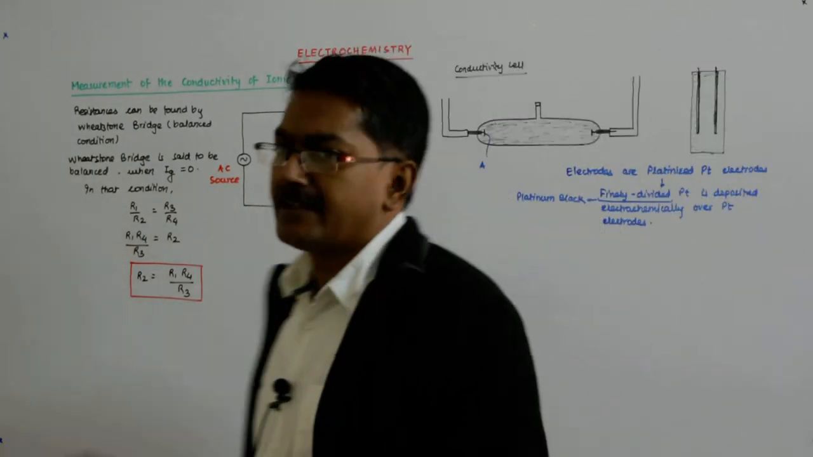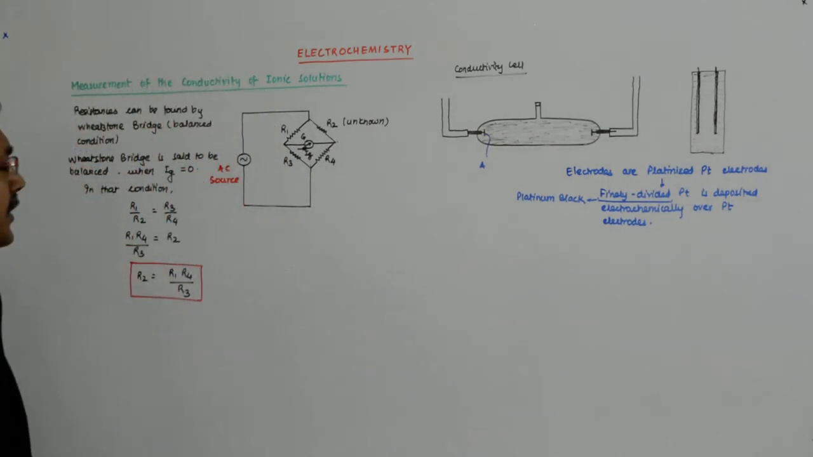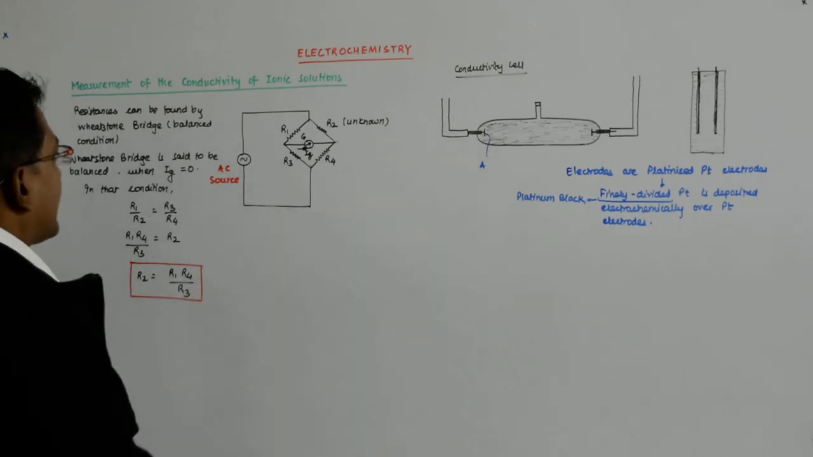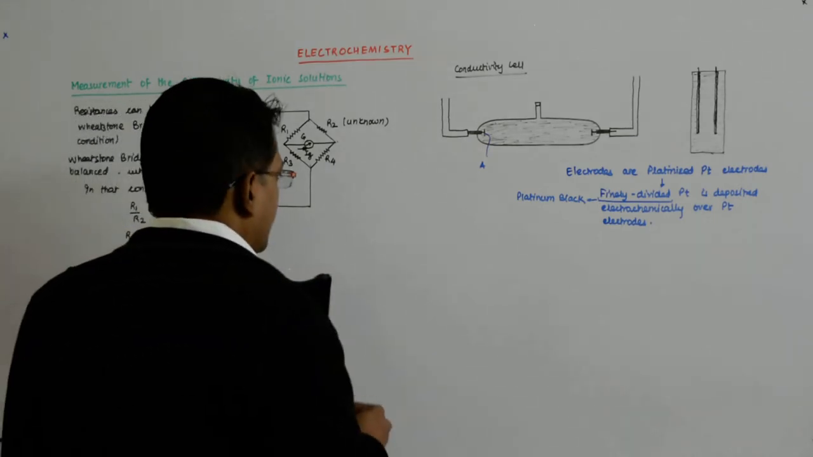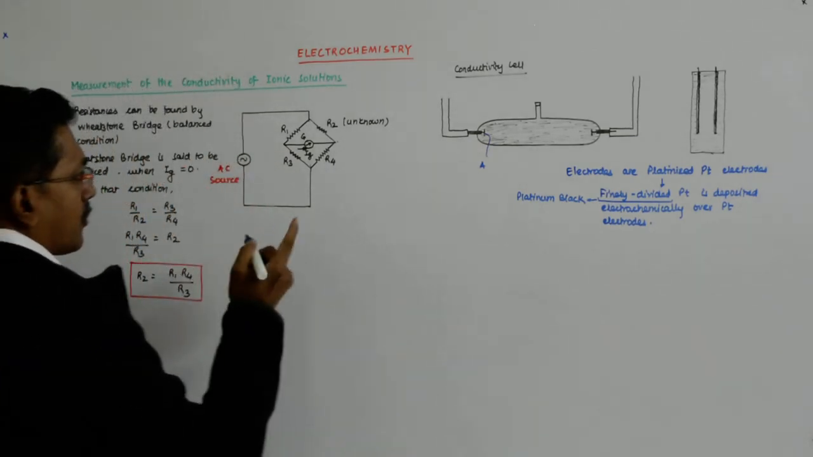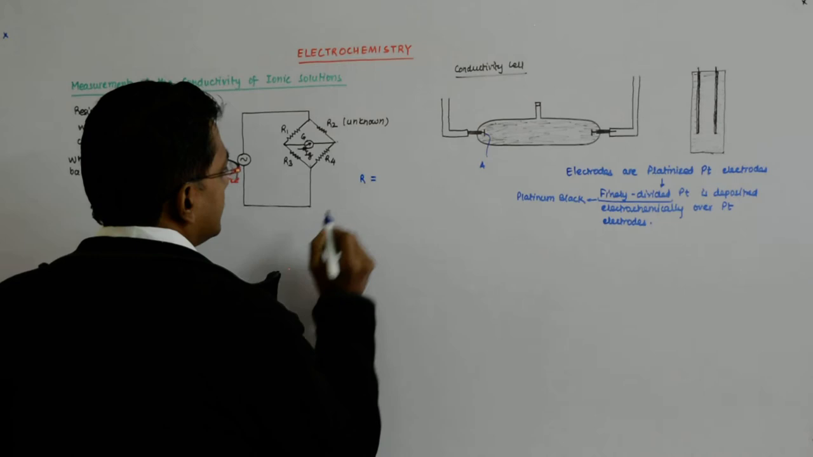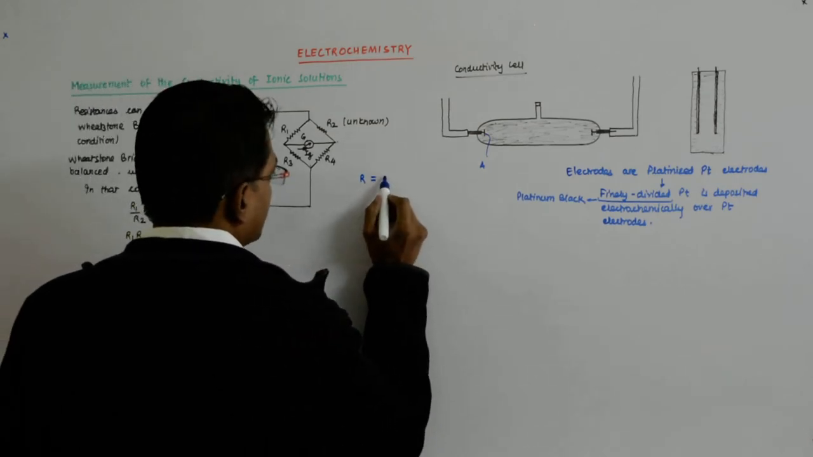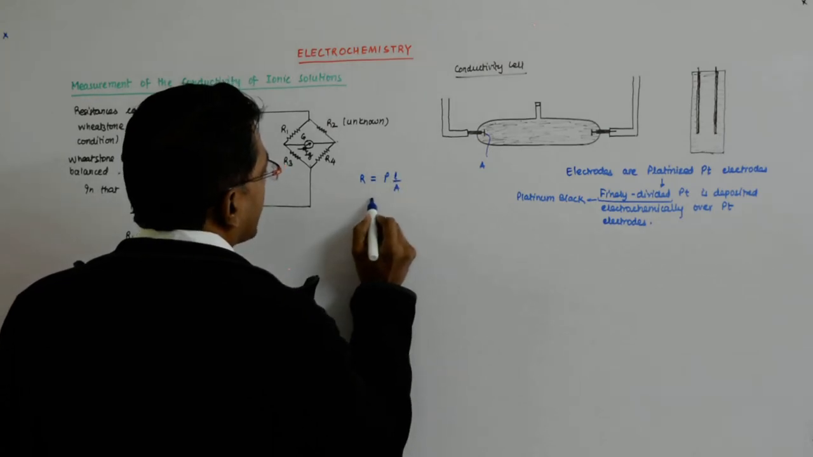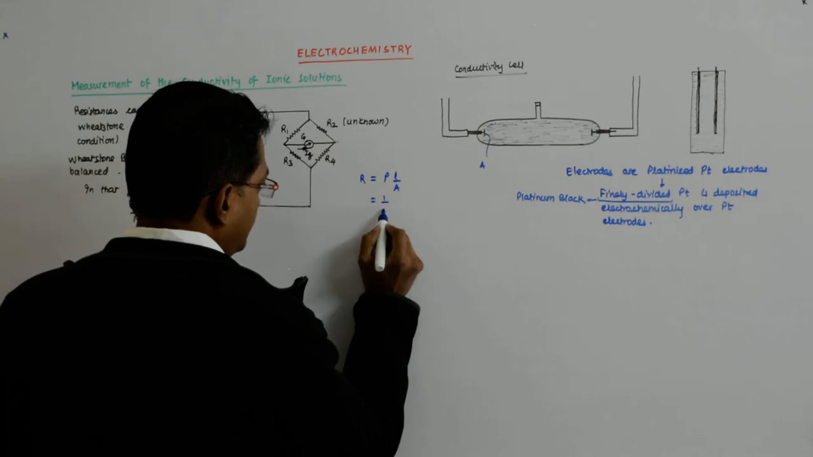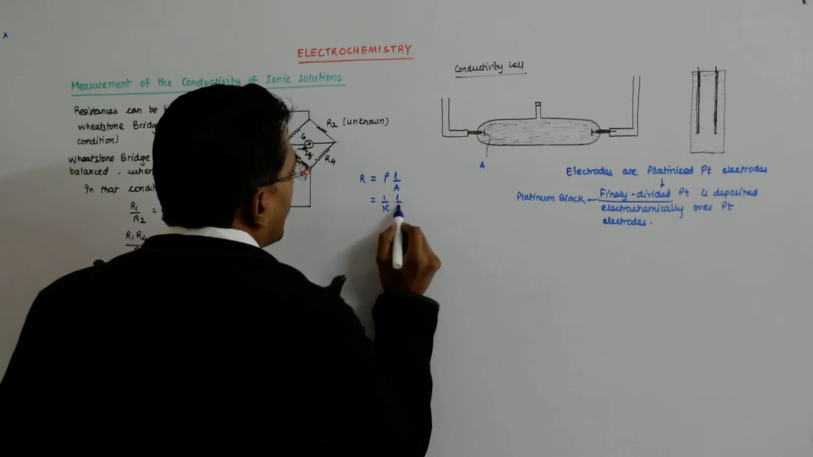Now I have deliberately left these two diagrams since we'll be using them in this very video. So this was our conductivity cell, this was our Wheatstone bridge. Now we require, for resistance, rho L upon A. Now what is rho? Rho is nothing but 1 upon kappa, L upon A.